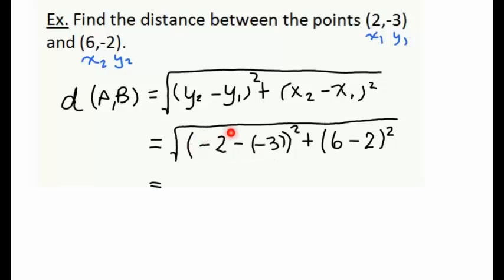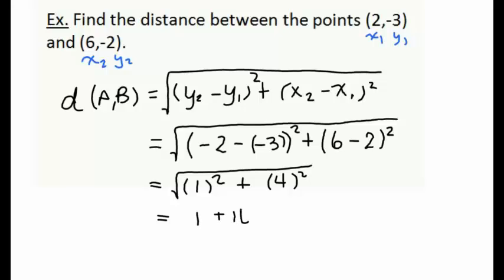So here we have -2 plus 3, that's 1. And here we have 6 minus 2, which is 4. One squared is 1, and 4 squared is 16. So this tells us that the distance between our 2 points is the square root of 17.